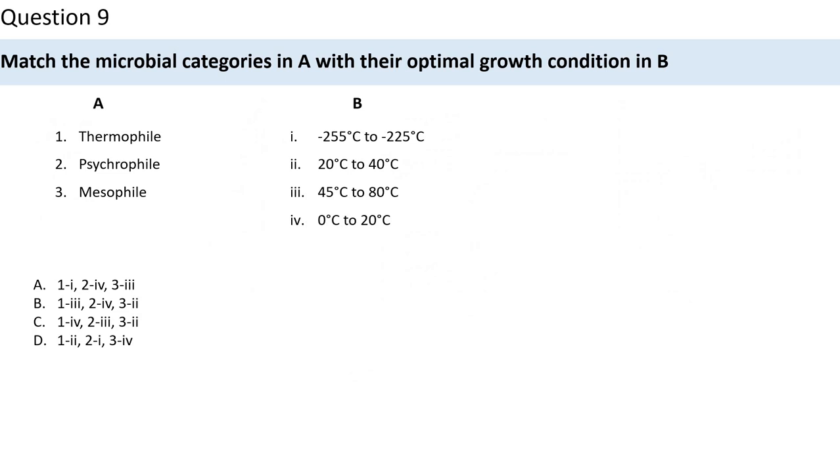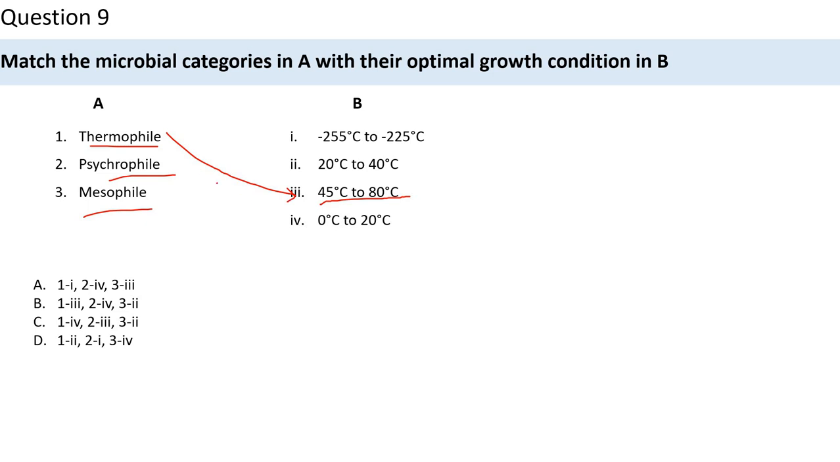Moving on to question 9. Match the following microbial categories in A with their optimal growth conditions in B. So thermophile, psychrophile, and mesophile. Thermophile, the name suggests that it's going to be in thermo, which is temperature, right? It's going to be in extreme high temperature conditions, which is 45 to 80 degrees Celsius for thermophile.